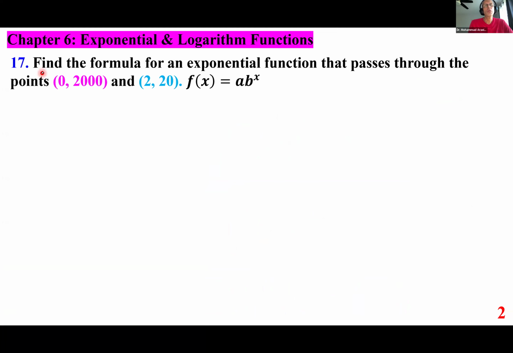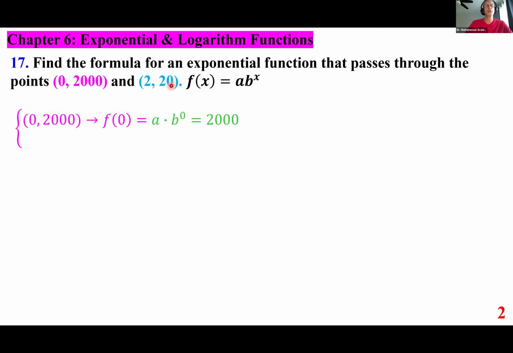In some cases, you may use a graphing calculator. All right, find the formula for an exponential function that passes through points (0, 2000) and (2, 20), where f(x) is in the format a b to the power of x. So all you have to do is plug in. You have two unknowns, a and b, and you have two pairs. So in this, replace the x with 0, y or f(x) with 2000, then do it with 2: x is 2 and y is 20 for f(x).